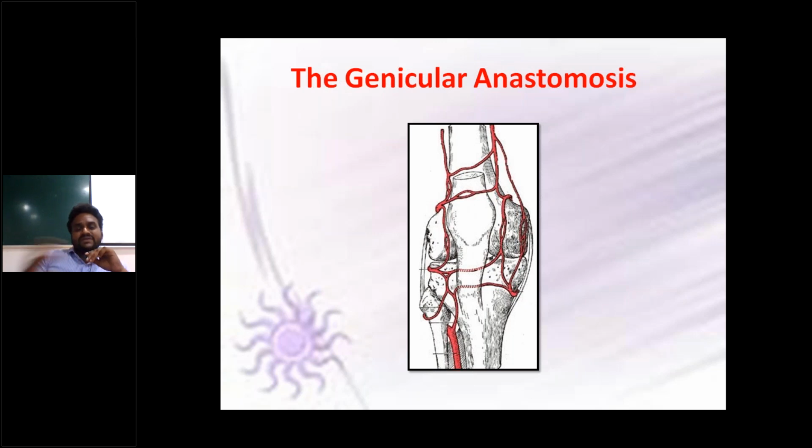All the ligaments and all the structures of the knee joint, including the membrane and capsule, are supplied by the genicular anastomosis. This is another 5 marks question. Already we have seen the genicular anastomosis in the previous classes. So I will simply name the formation of the genicular anastomosis here.